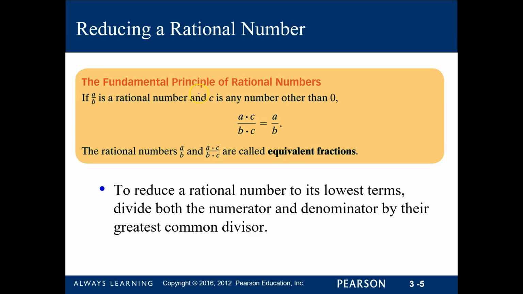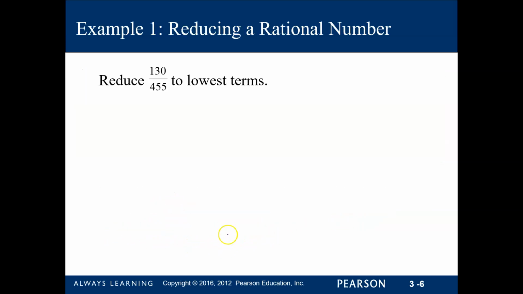So what do we know about rational numbers? One fundamental principle is that for any rational number, we can always get an equivalent fraction if we multiply the same number to both numerator and denominator. Also, an equivalent fraction could be the lowest term of that given fraction. And how do we reduce it to lowest term? We can divide both the numerator and denominator by their greatest common factor or greatest common divisor.